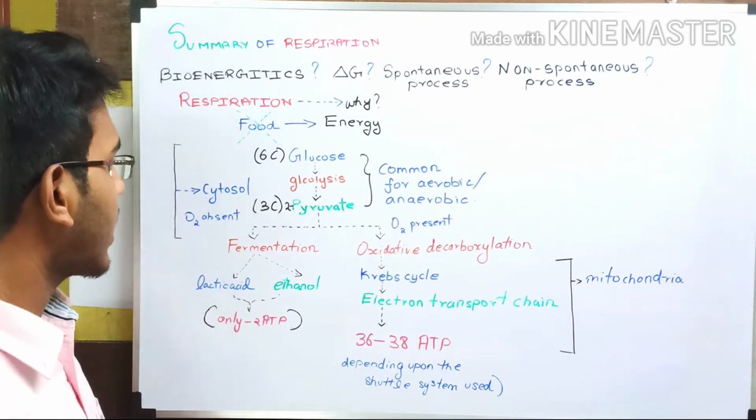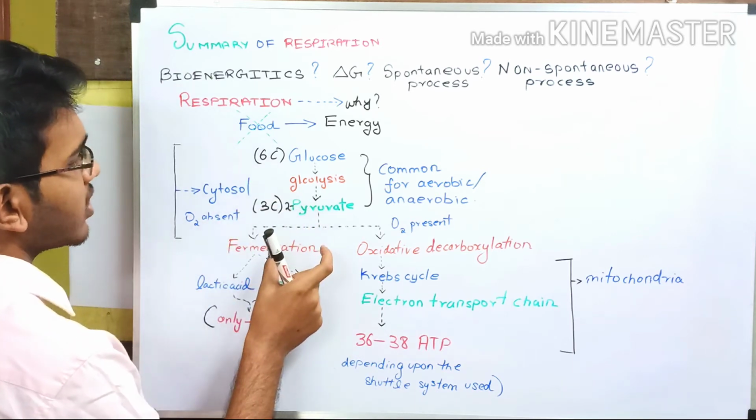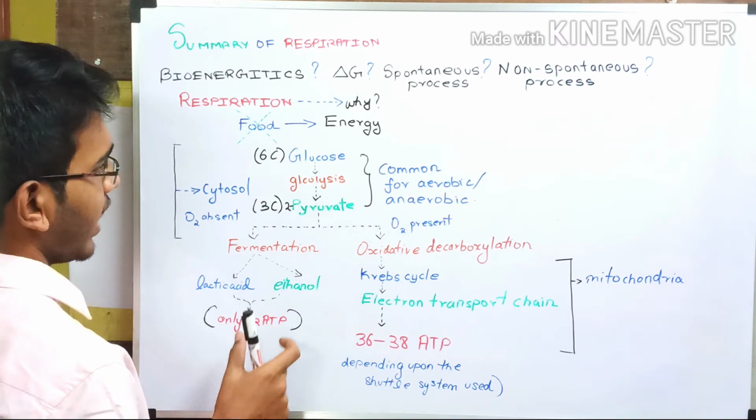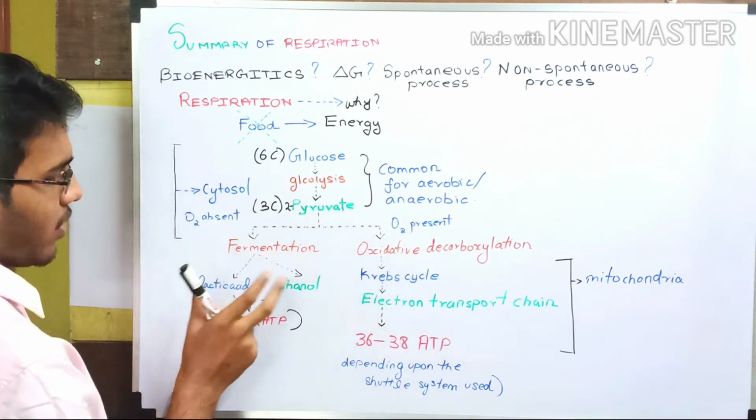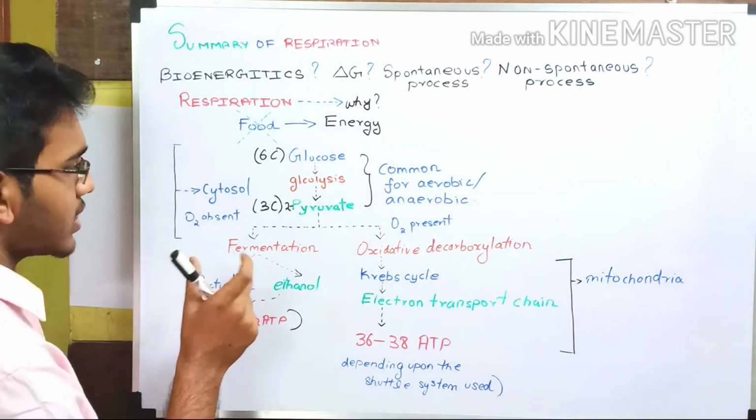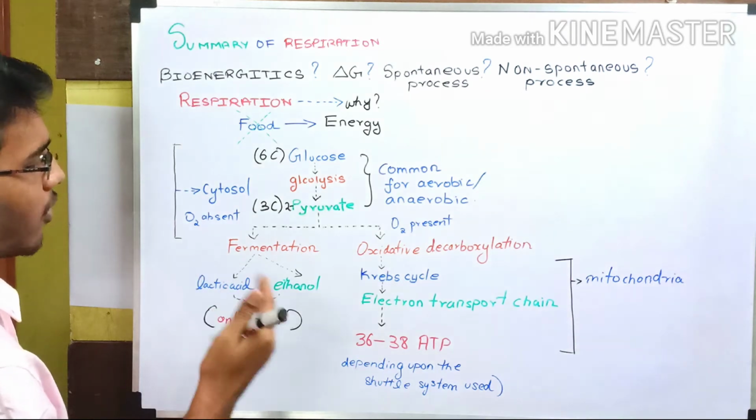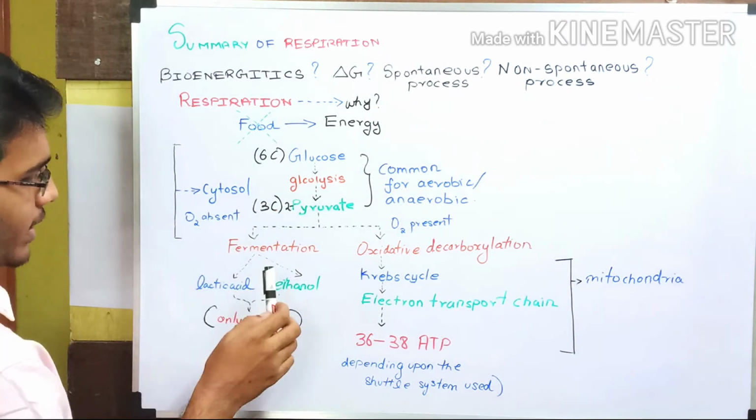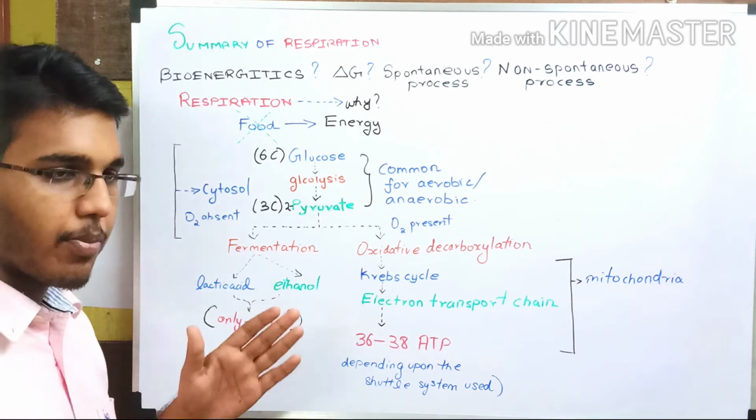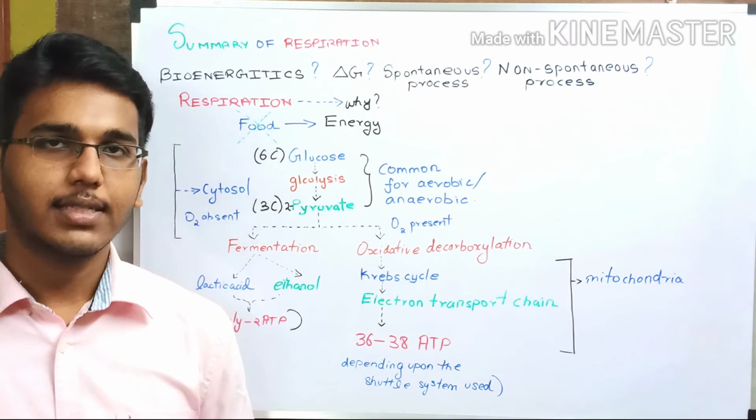And now we have produced pyruvate from glucose. Depending upon the fate of pyruvate, it can undergo aerobic respiration or anaerobic fermentation. First, let us discuss anaerobic respiration, that is fermentation. In the absence of oxygen, the pyruvate will undergo fermentation. It is of two types, ethanol and lactic acid fermentation. Both these types of fermentation occur mostly in anaerobic microorganisms.